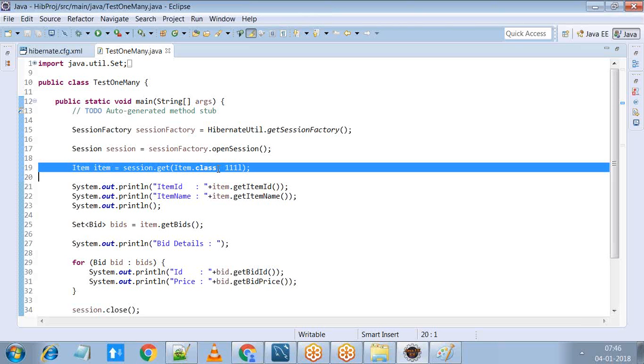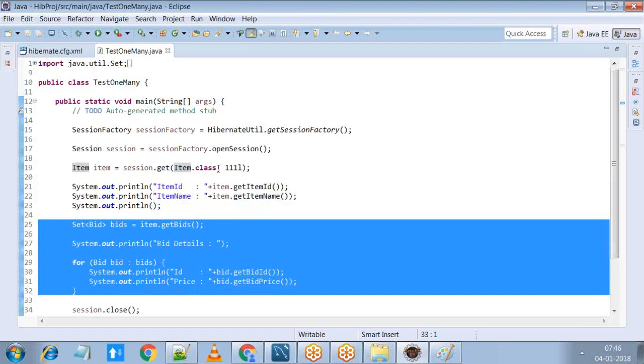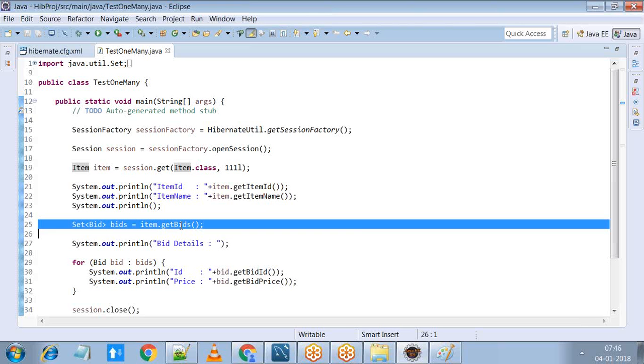As of now, this item object will be fetched eagerly, no doubt about it. But what about the associated objects? Will they be fetched eagerly or lazily? That's the question. Eagerly means it will immediately hit the database server when we run this program. When you call the get method, it will immediately fetch these records.